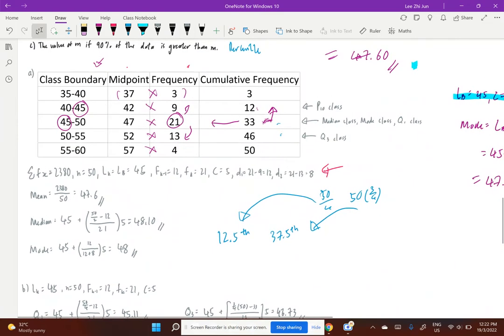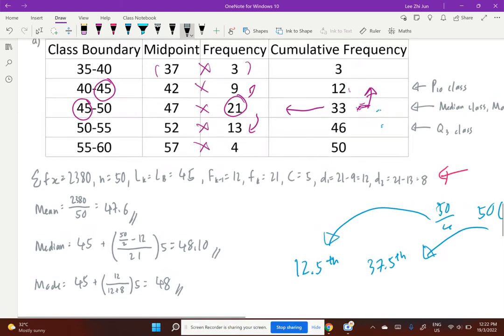So this is what I have. And the midpoint will be 37.5, 0.5, 0.5, 0.5, 0.5. All will be added up by 5. So I need to calculate it.